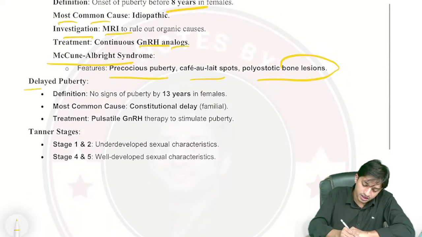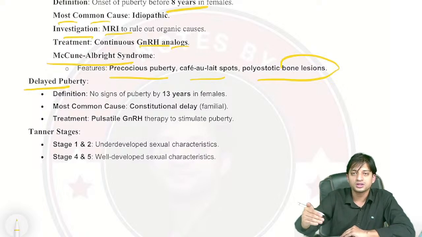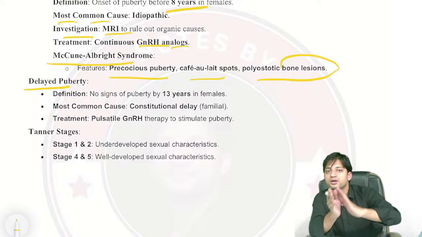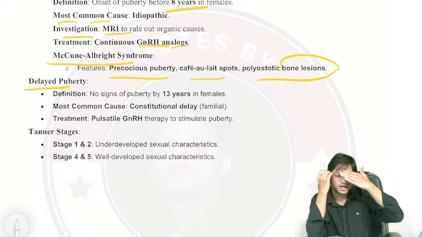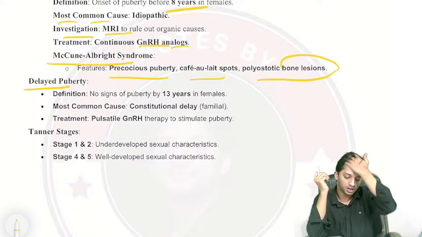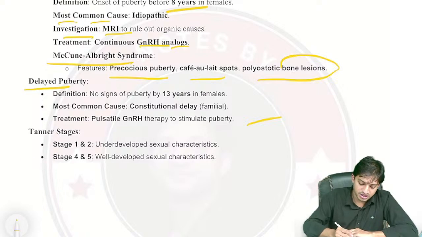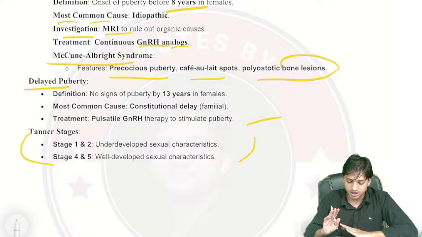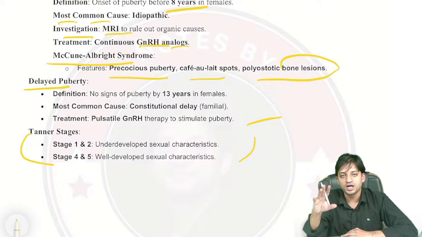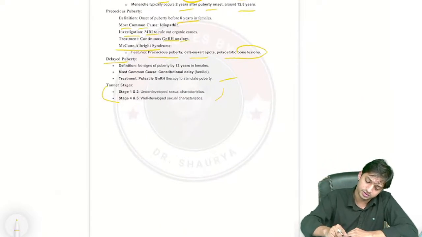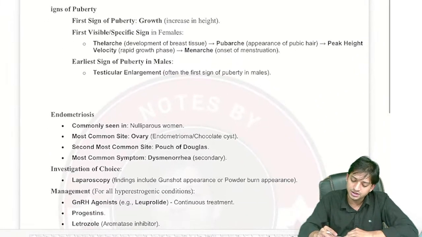Now, delayed puberty, what you will see? The puberty is attained after more than 13 years. Precocious puberty earlier than 8 years, delayed puberty more than 13 years, right? Again, treatment here will be pulsatile GnRH therapy to stimulate the puberty, right? Tanner staging you do, right? Stage 1 and stage 2 are for underdeveloped sexual characteristics, and stage 4 and 5 indicate well developed sexual characteristics. Tanner staging, not very commonly asked. Now coming to the signs of puberty.